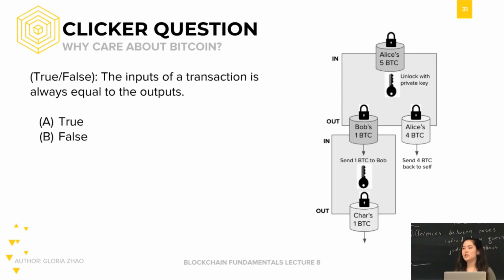And so I have another clicker question for you before we actually get into how Bitcoin incentivizes people. So true or false, the inputs of a transaction is always equal to the outputs, or the value of the inputs and the value of the outputs. Is this true? Is this false? How many people think it is true? They're always the same. Okay, maybe we should think about it for a second.